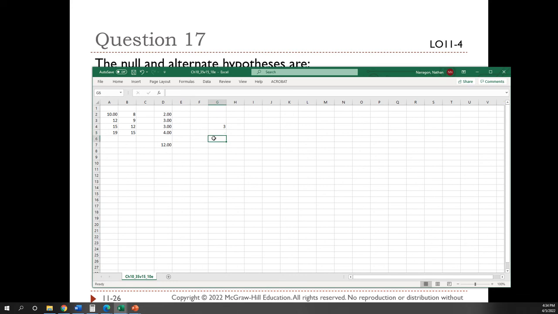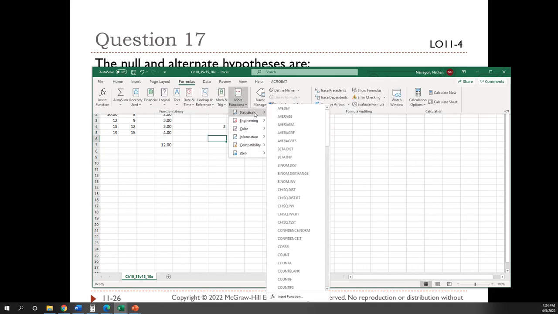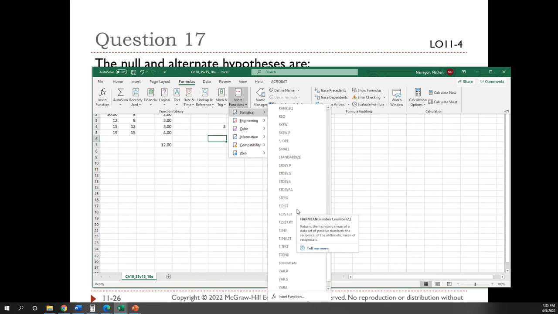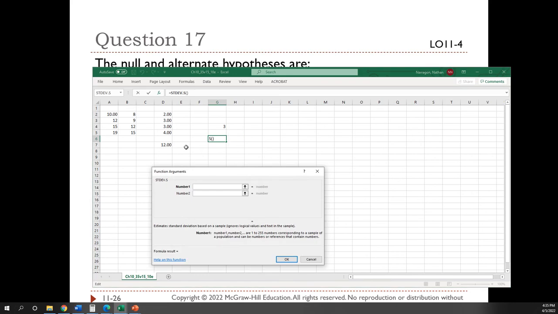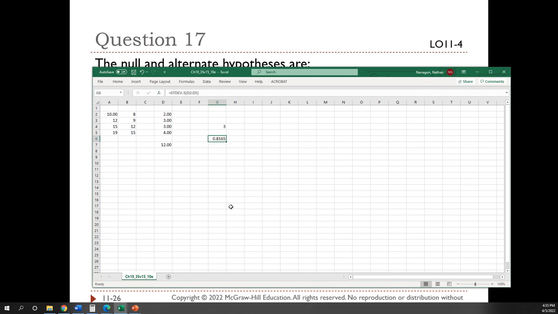And then we have to figure out our standard deviation, for which we're going to use our powerful new tool right here. Formulas, more functions, statistical. And we're going to do standard deviation of a sample. Okay, there is our standard deviation. Always by sample because we're dealing with samples. So STDEV.S makes it a lot quicker.